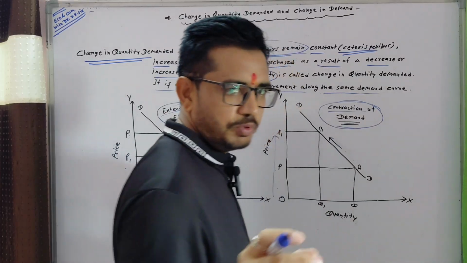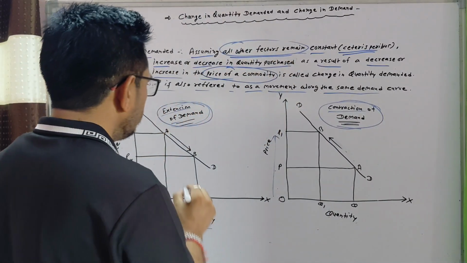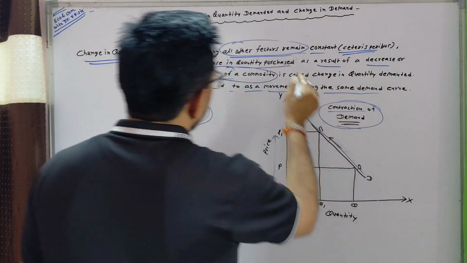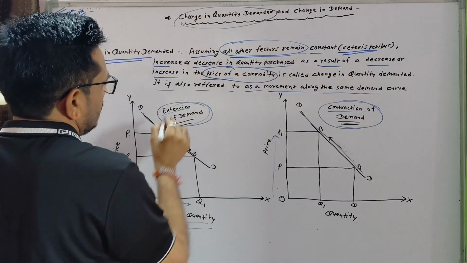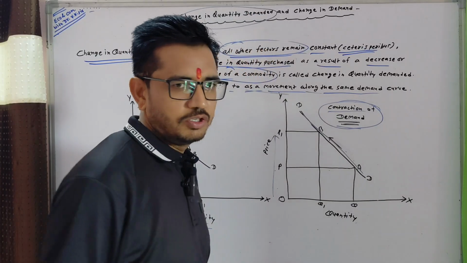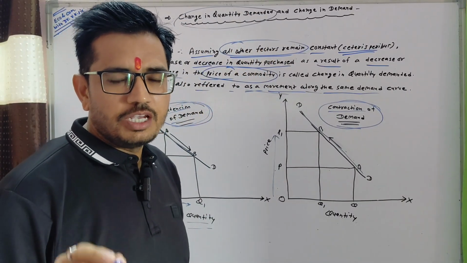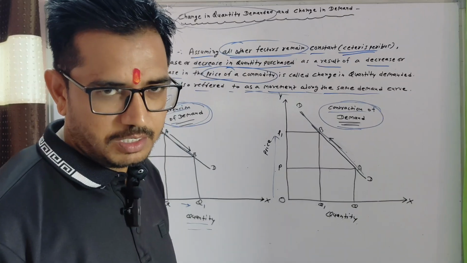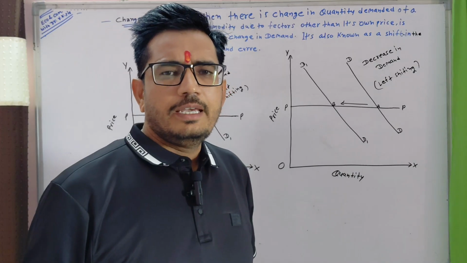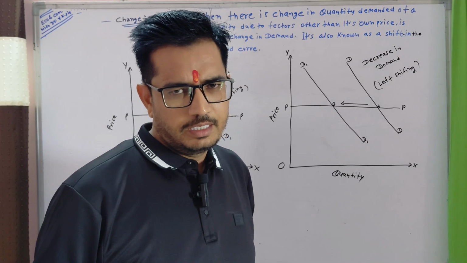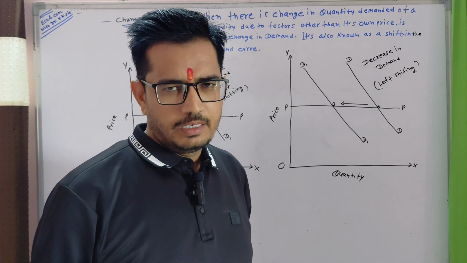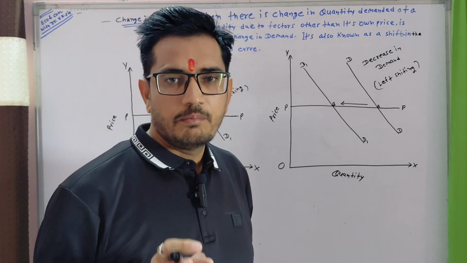One thing to note here, there is the same demand curve, no other demand curve, in change in quantity demanded. We can say it is a movement along the same demand curve. So that is change in quantity demanded. In change in quantity demanded, there is extension of demand and contraction of demand along the same curve.